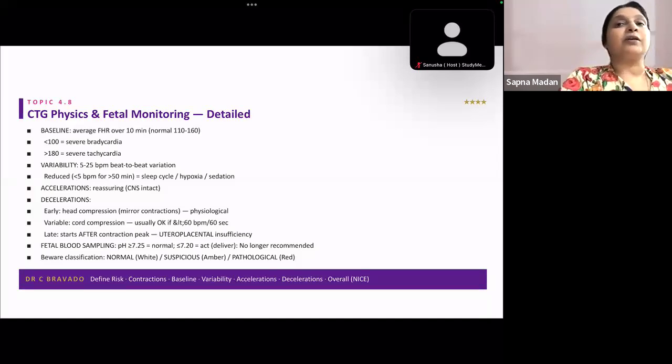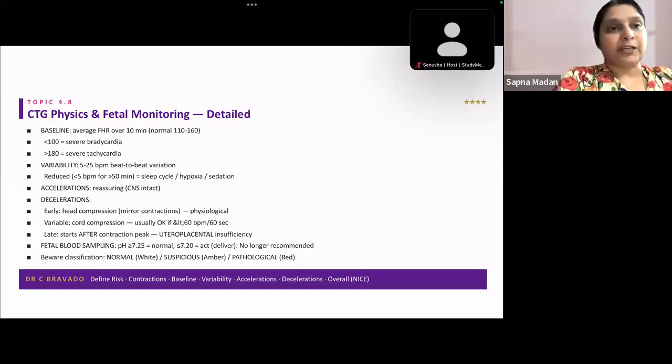Accelerations are reassuring. It implies that the CNS is intact. But like we said, absence of accelerations in the presence of all other normal features is also considered normal. Decelerations we have discussed: early is head compression. It mirrors the contraction and it is physiological. Variable is a sign of cord compression. It is usually considered normal, unless it is 60 beats per minute for more than 60 seconds. If it is a late deceleration, then it is a sign of uteroplacental insufficiency, and this is a pathological sign.